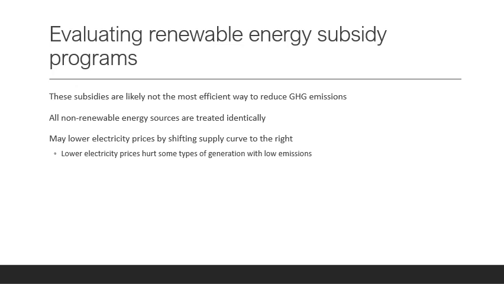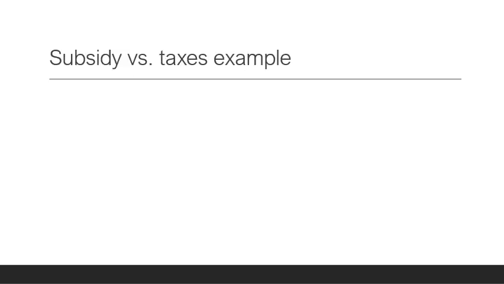Evaluating renewable energy subsidy programs. These subsidies are likely not the most efficient way to reduce greenhouse gas emissions. In the subsidy programs, all non-renewable energy sources are treated identically, but all non-renewable energy sources do not have the same emissions profiles. It may lower electricity prices by shifting the curve to the right. So we'll see an example of this in a moment, but you can think of it as you're artificially reducing the price of electricity, which is going to increase the demand. And these lower electricity prices hurt some types of generation with low emissions. It makes it harder for them to compete. So let's look at a subsidy versus tax example.